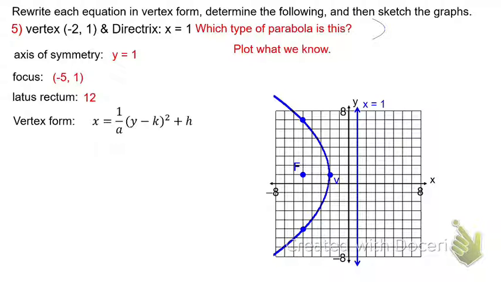Now this parabola also opens to the left, which means this is going to be a negative, and then 1/a becomes 1/12 times the quantity y minus 1, which is the k value, squared, and then bring down the h, which is -2. This equation is x equals -1/12 times the quantity y minus 1 squared minus 2. All right, hopefully this helps get you through the notes today.